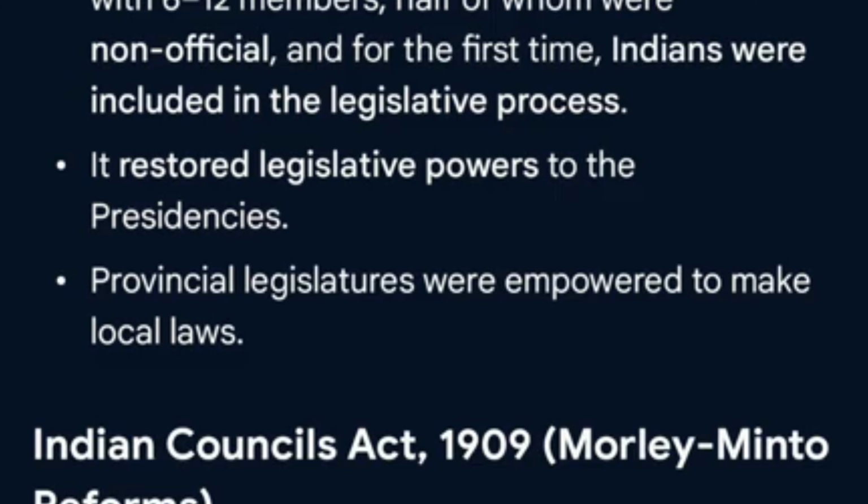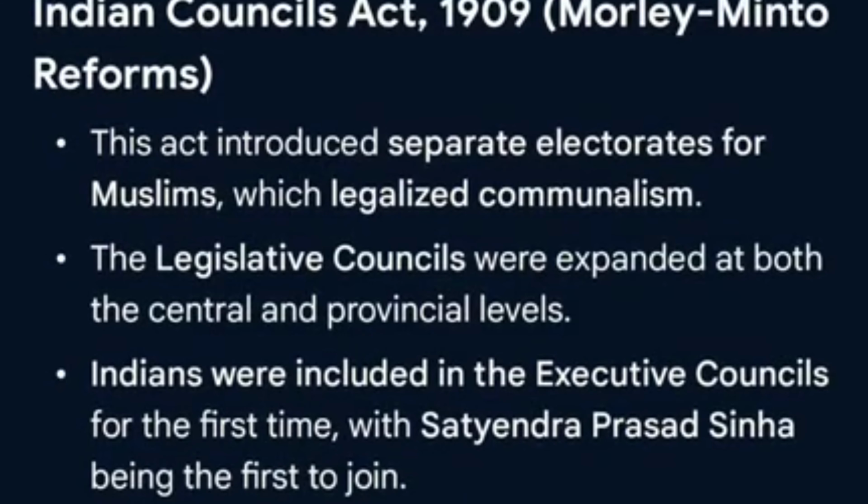Indian Councils Act 1909, Morley-Minto reforms: This act introduced separate electorates for Muslims, which legalized communalism. The legislative councils were expanded at both the central and provincial levels. Indians were included in the executive councils for the first time, with Satyendra Prasad Sinha being the first to join.